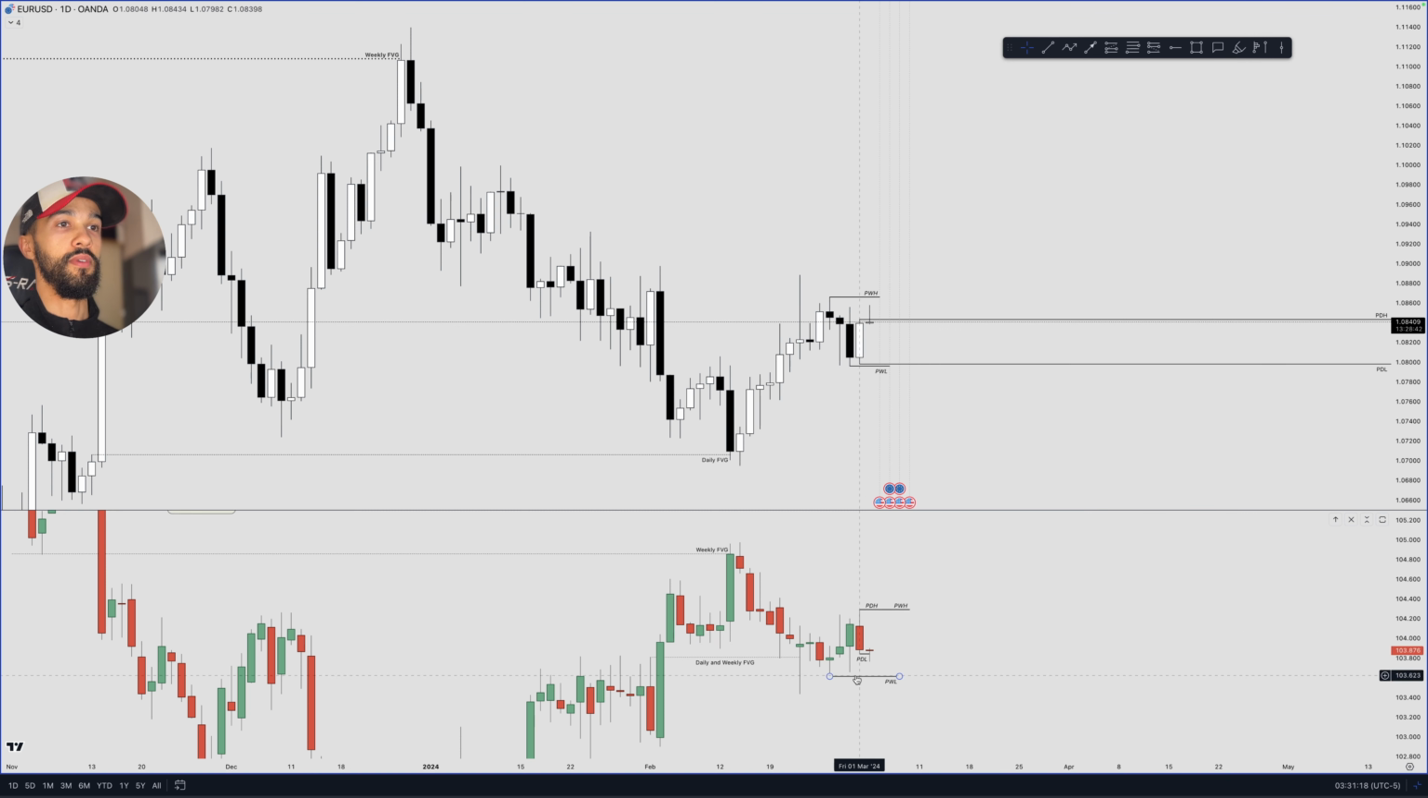Same on DXY, we closed as a bearish candle which swept buy side liquidity, of course. Now we have our previous daily highs and previous daily lows, as well as our previous weekly highs and previous weekly lows. You can see our previous daily high has already been swept and price is rejecting that, and our previous daily low on DXY has done the same.